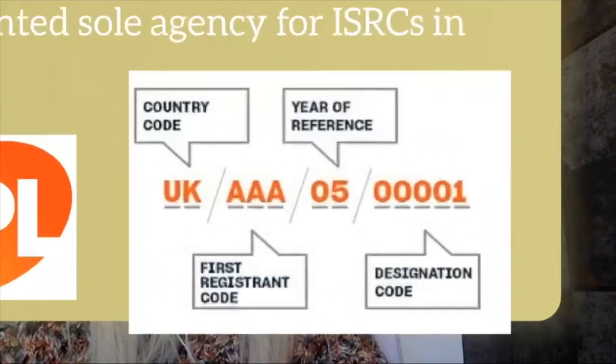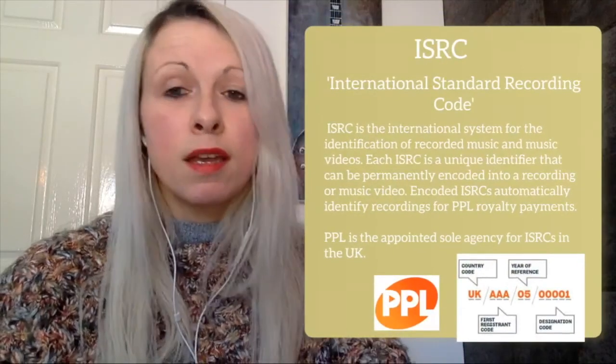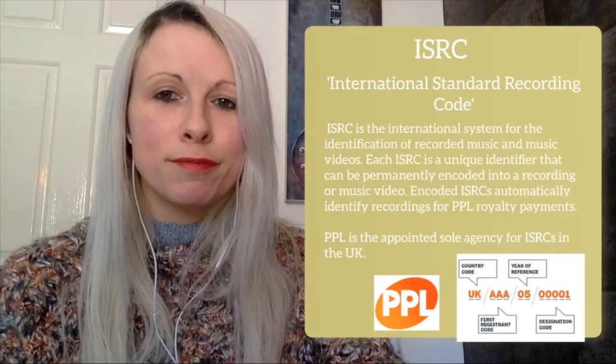The code looks a bit like this, or is made up of these components. The country code is the first two elements. The subsequent three is the registrant code, and the subsequent parts pertain to the year and the designation code, which you as the rights holder can determine. But the registrant code, this sort of second section here, if you like, is provided to you by PPL. But like I said, if you don't have that already, aggregators can help you out with it.